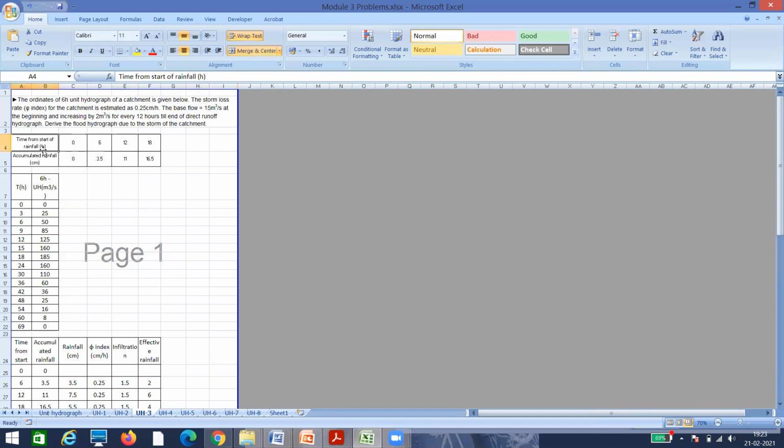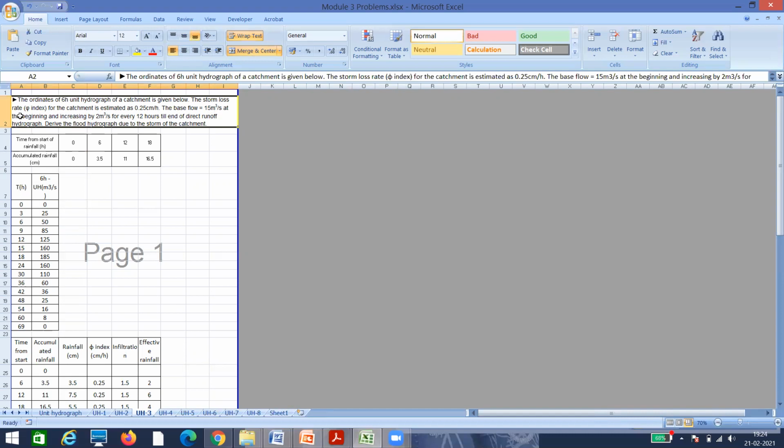Now here in this data, a lot more data is given. The accumulated rainfall data is given. From 0 to 6 hours, the total accumulated is 3.5. From 6 to 12 hours, the total accumulated rainfall is 11. Then 12 to 18, accumulated is 16.5. And the little more details, I'll just read out. The ordinates of the 6-hour unit hydrograph are given. So these are the ordinates.